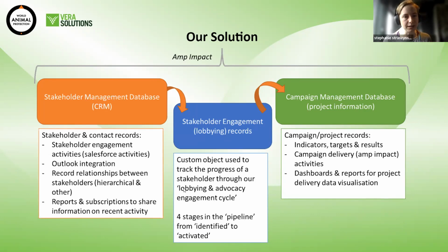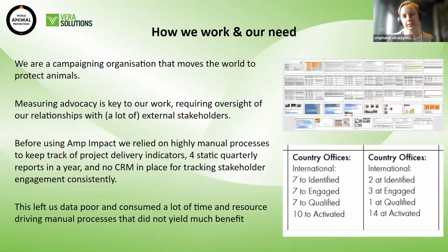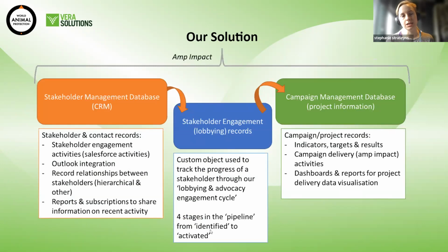And then this one in the middle is called the stakeholder engagement, in brackets, lobbying records. This is a custom object that we use to track the progress a stakeholder makes through our engagement cycles. Essentially it's like a pipeline, which is a more familiar way to describe it. So what you were seeing in the previous slide, this is our pipeline. In AMP Impact, this has been turned into a custom object that we're using. I will show you what it looks like to manage the progress of these organizations through this lobbying pipeline.